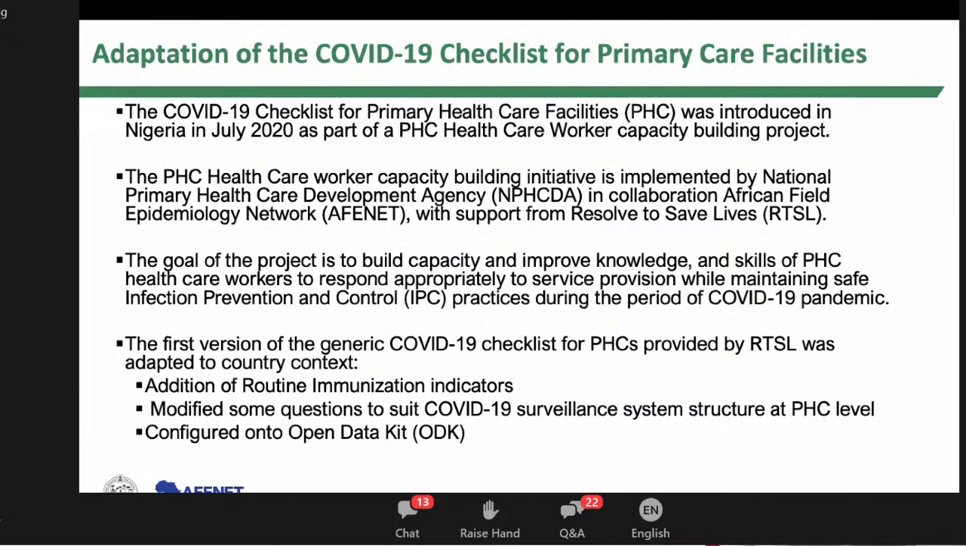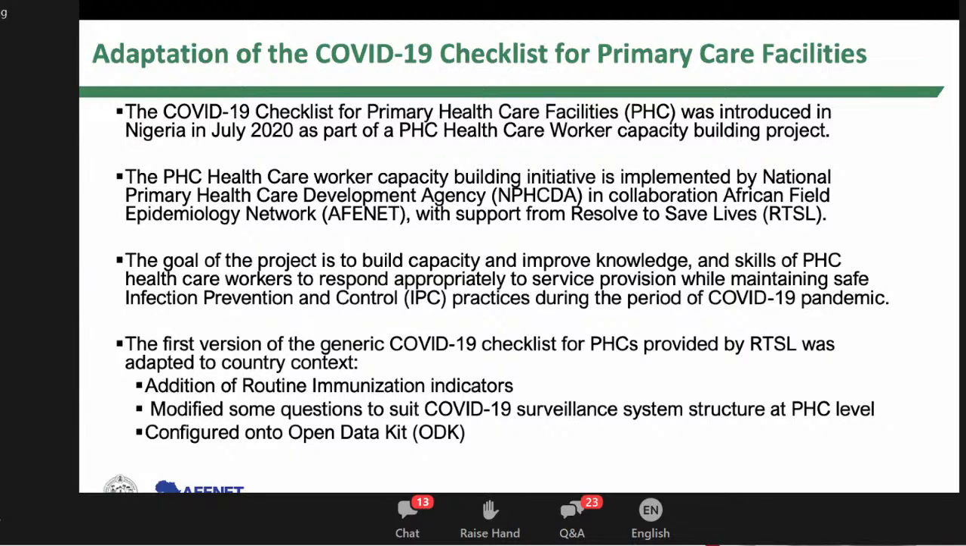Now, the checklist for primary healthcare was introduced in Nigeria in July 2020 as part of the PHC worker capacity building project. The PHC worker capacity building project was implemented by MPSCDA in collaboration with the African Field Epidemiology Network and support from RTSL. The main goal is to build capacity and improve knowledge and skills of PHC workers in order to respond appropriately to service provision while maintaining safe IPC practices during the period of the COVID-19 pandemic.